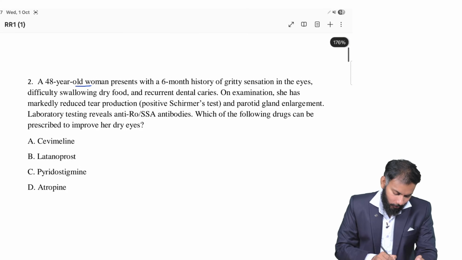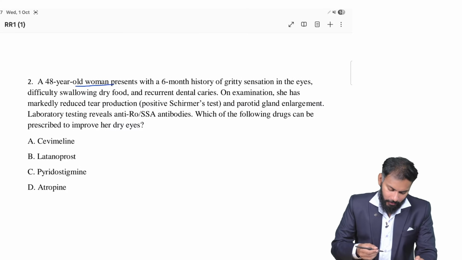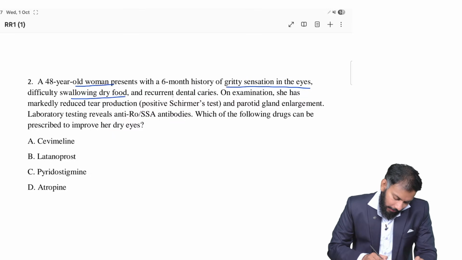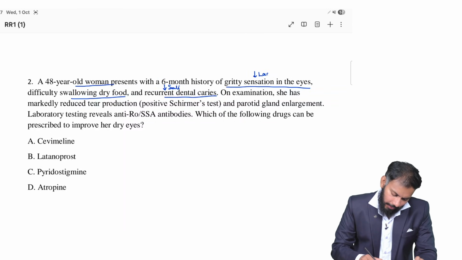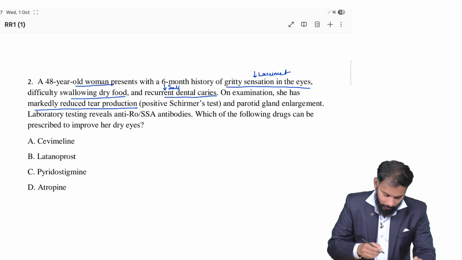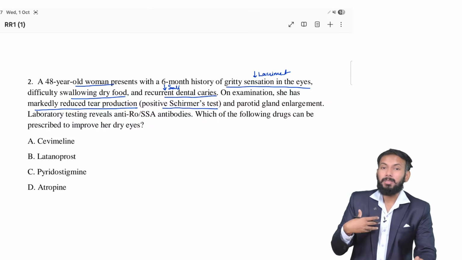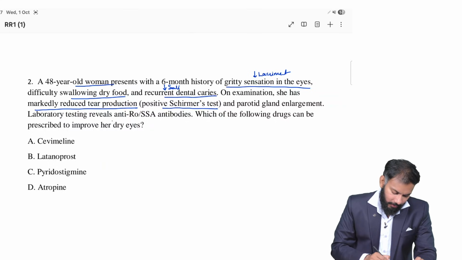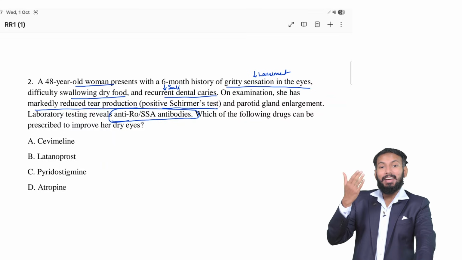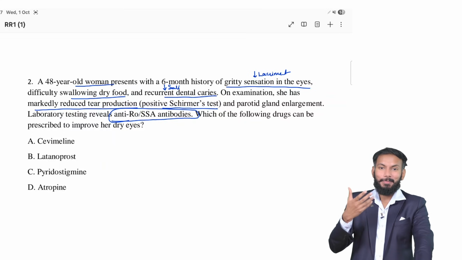Okay. A 48-year-old woman presents with a 6-month history of gritty sensation in the eyes, difficulty swallowing dry food, and recurrent dental caries. Why? Because the salivation has decreased. Here there is also decreased lacrimation. On examination, she has markedly reduced tear production. That is what I told you, decreased lacrimation. This is what is known as a positive Schirmer's test. And there has been parotid gland enlargement, and laboratory testing reveals anti-Ro antibodies. Anti-Ro antibodies, dry eyes, dry mouth, all of these can be seen in which syndrome?